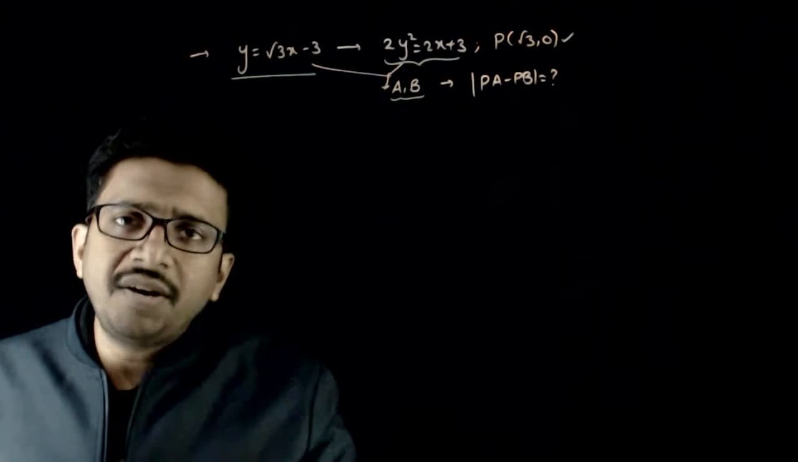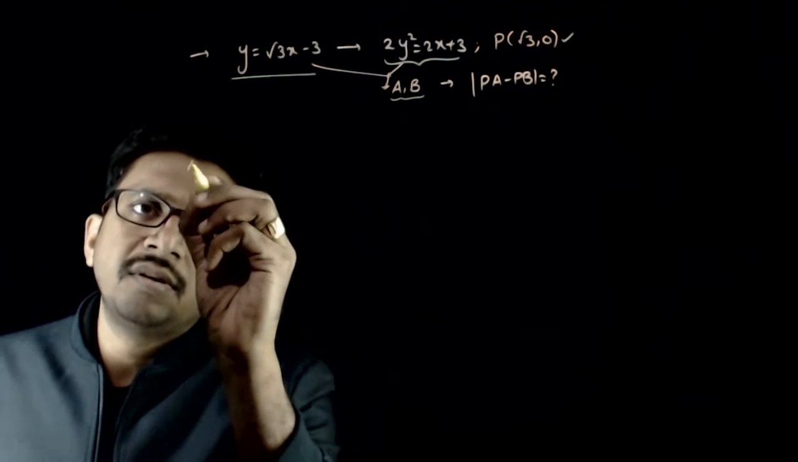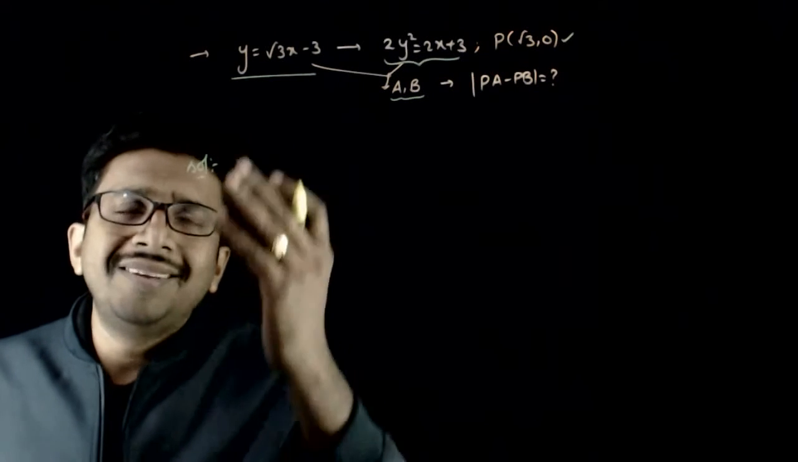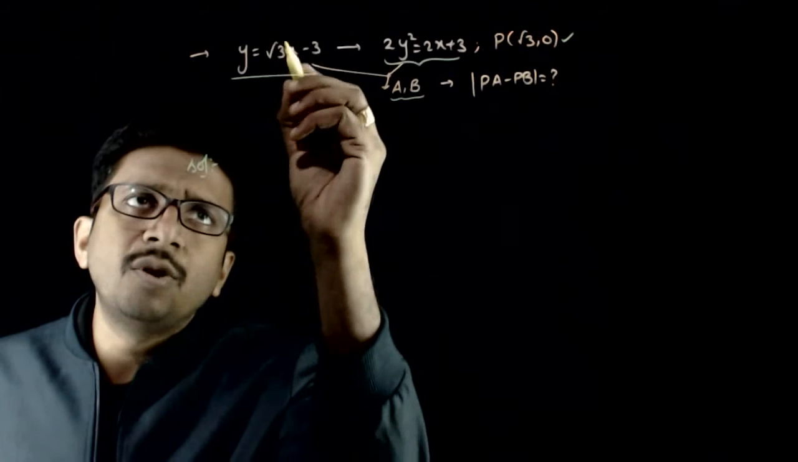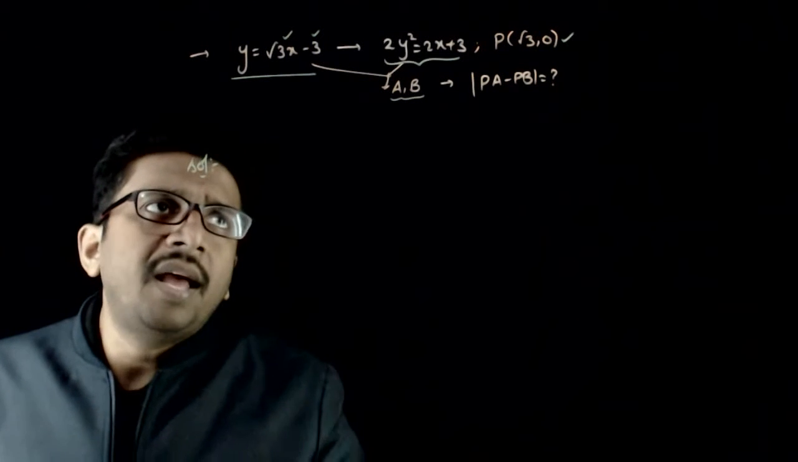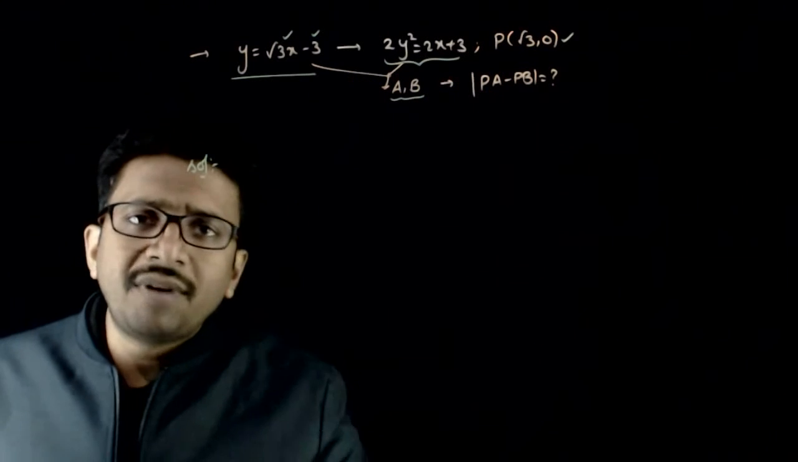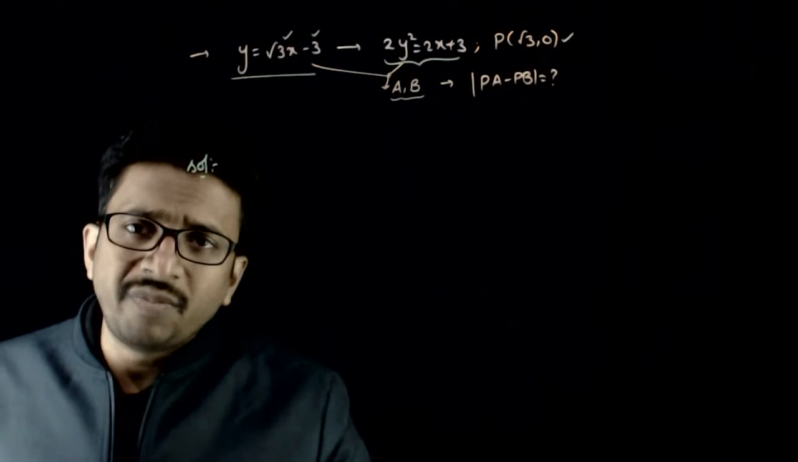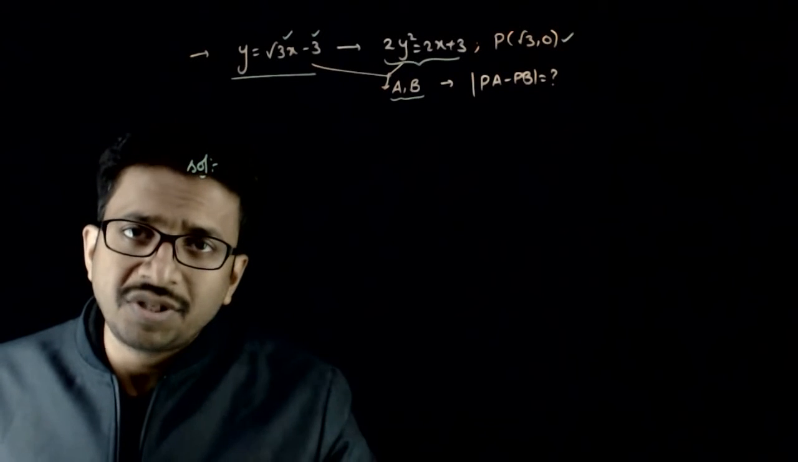So first let us try to analyze the given question. y is equal to root 3x minus 3 is a line with slope root 3 and y-intercept minus 3. It's a very straightforward line. And the parabola 2y square is equal to 2x plus 3. Let us try to simplify this parabola and convert it into standard form.